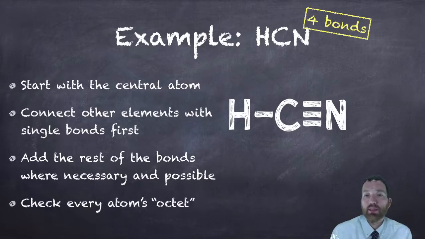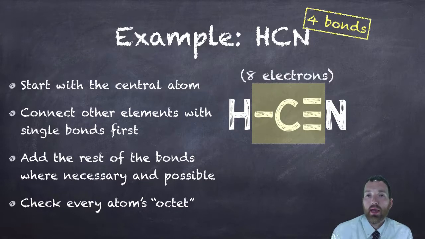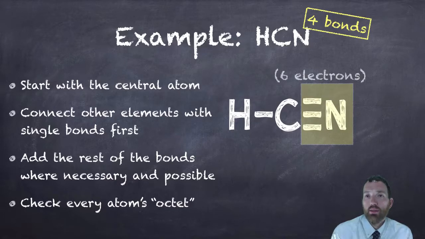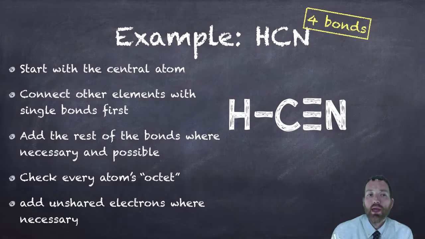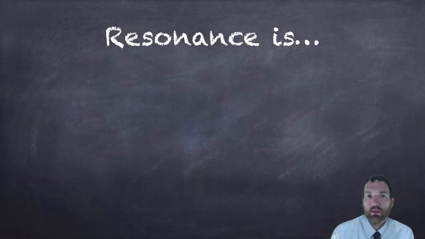Then we need to check every atom's octet and make sure it's happy. So this hydrogen wants 2, and it has 2, so we're good. This carbon wants 8, and it has 8. This nitrogen wants 8, but it only has 6. Remember, each bond is 2 electrons, so I'm only showing 6 electrons on that nitrogen. So our last step is to add unshared electrons where necessary to make this molecule and these atoms happy. So we need to add 2 paired electrons that are unshared on that nitrogen. So now it has 8 electrons.